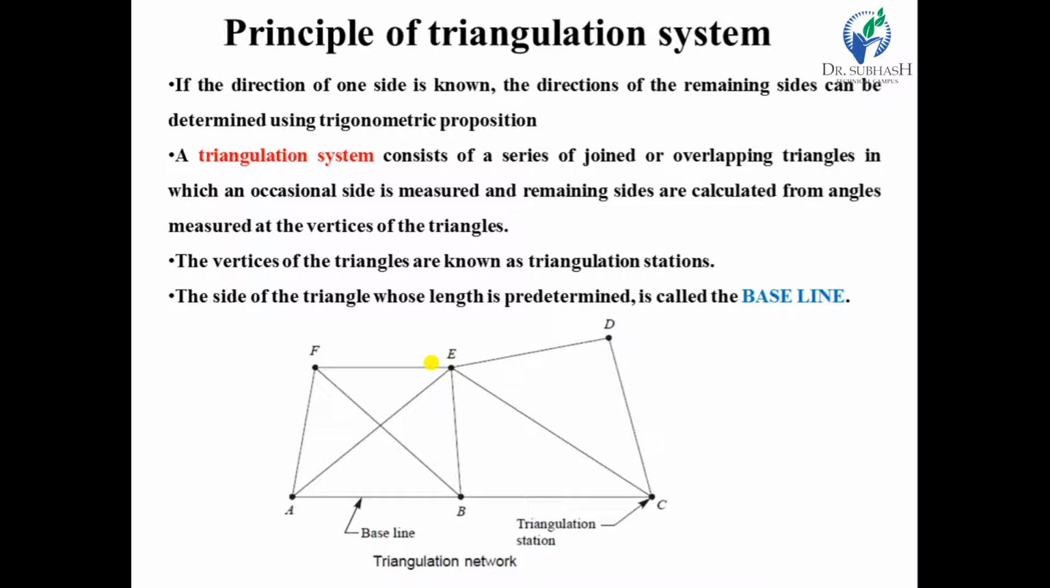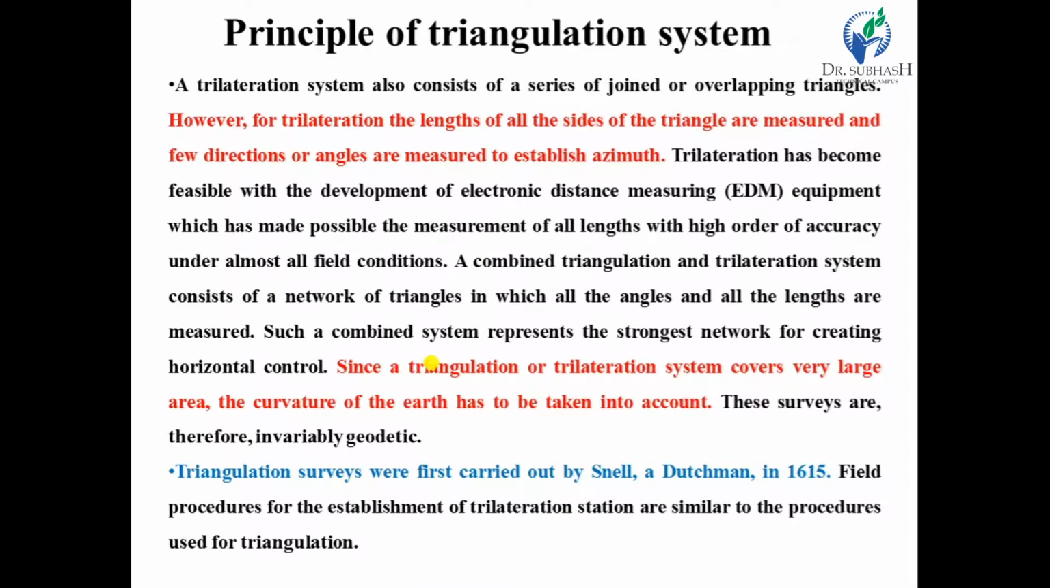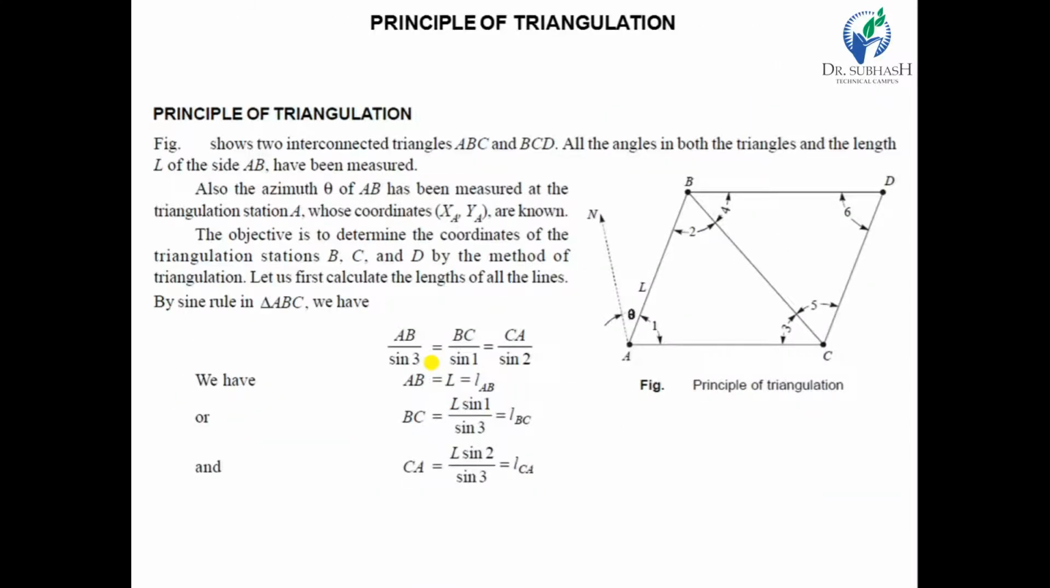If we have one baseline and we don't know the lengths of the other lines like FB and AE, we determine them from the point locations, and we also provide checks for the remaining lines. Now, in simple words, that is the understanding of the principle of triangulation. It shows two interconnected triangles ABC and BCD.